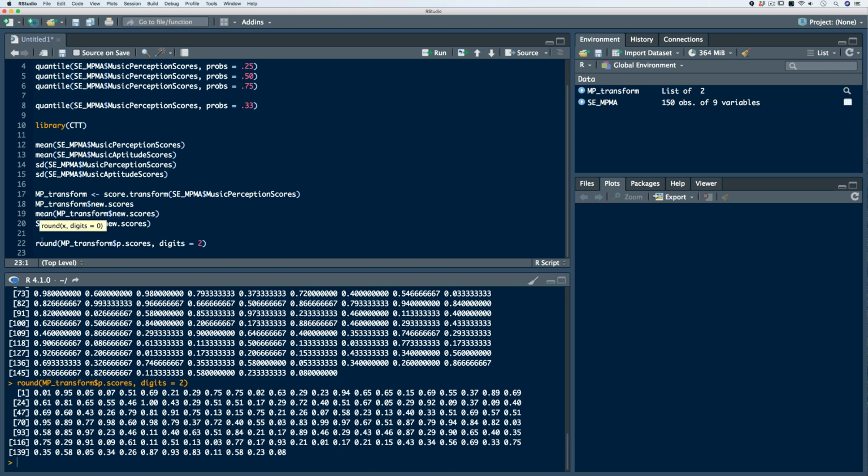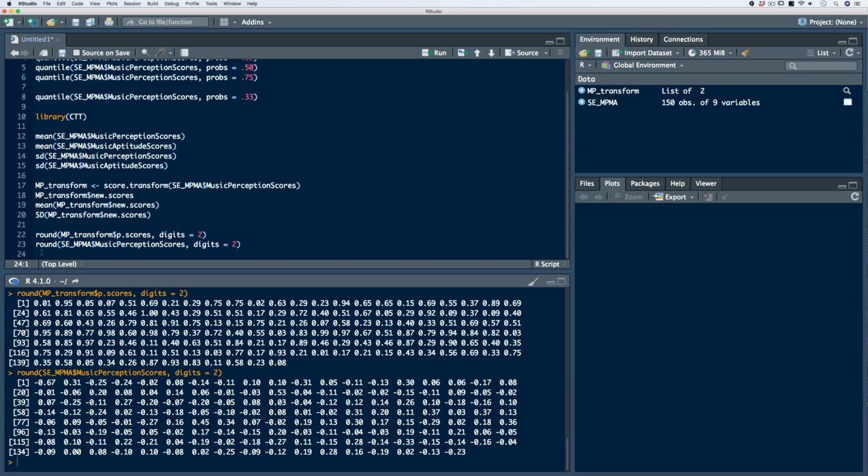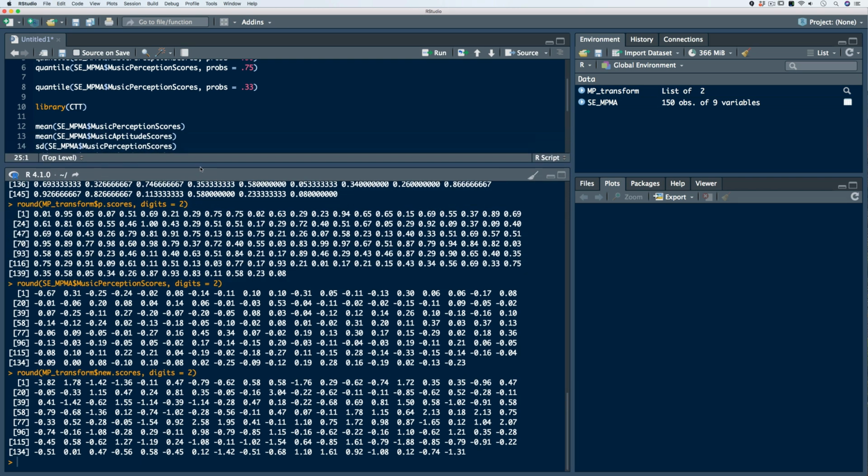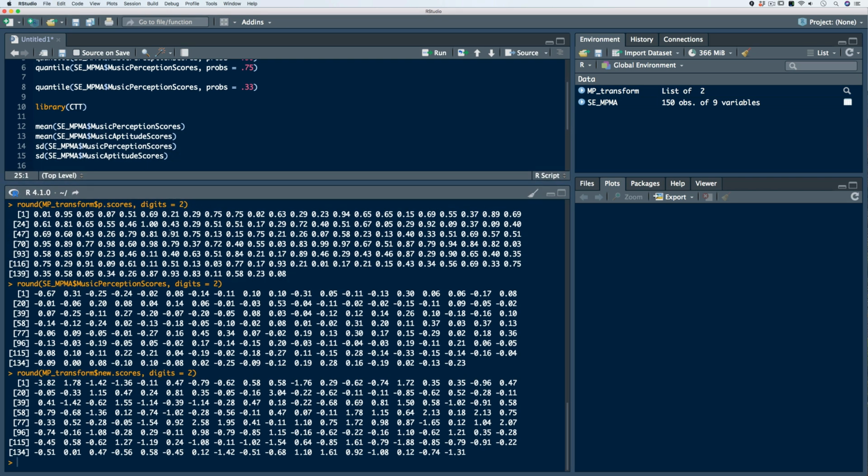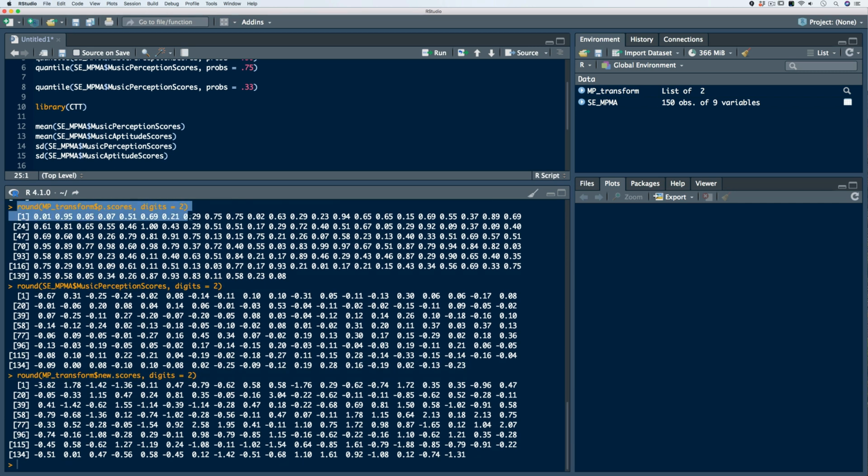So to make this a little bit clearer, let's take a look at our original distribution. And then what I'm going to do is I'm going to use the round function to make it a little bit cleaner. And then again, let's take a look at our z-score distribution. And then again, let's round it to make it look a little cleaner. Okay, so here we have our three values. Here we have our original values from our distribution. We have our z-scores, and we have our percentile ranks.